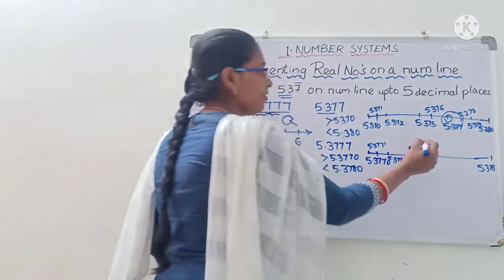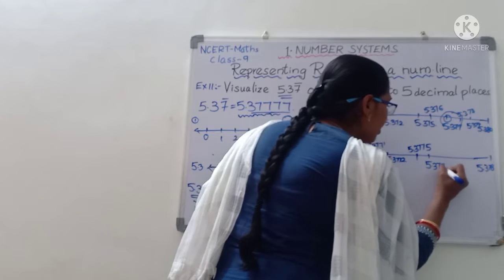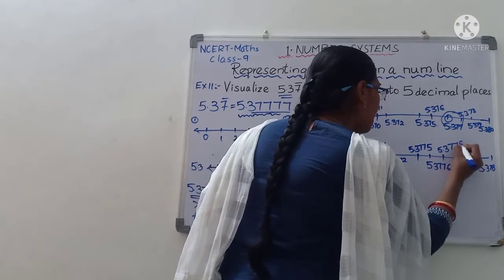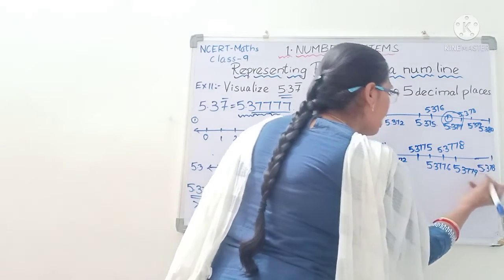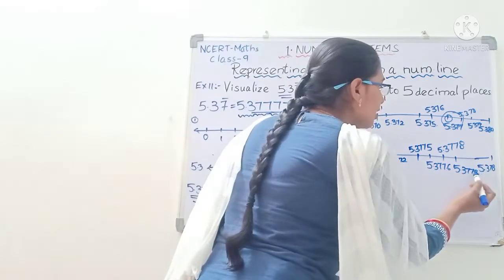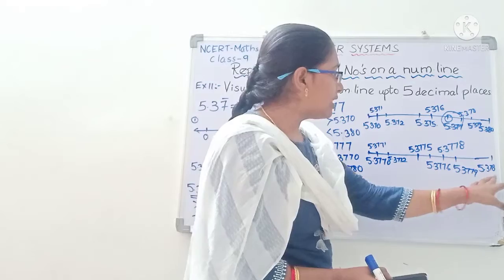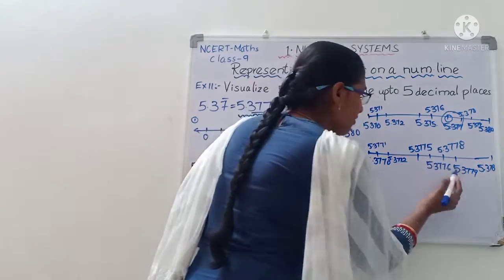5.3775. Then you get 5.3776. Then you get 5.3778. Then 5.3779, children. Then you get 5.3780 after 5.3779. So 5.3780. Now you are able to locate 5.3777 on the number line.